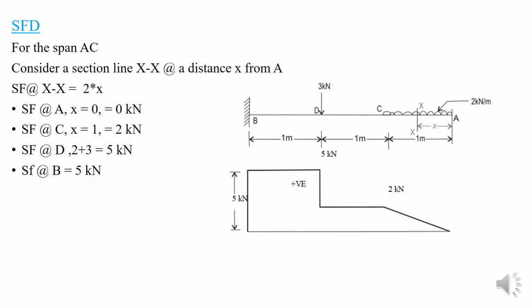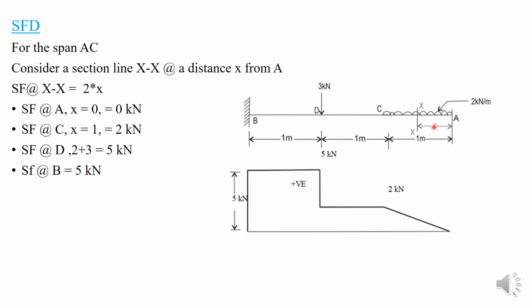Consider the section line for the first span AC. Consider the section line XX which is at a distance h from the free end, and take the shear force about this section. Shear force at X is equal to 2 into h, that is the equivalent point load. Since it is acting downwards, it will be positive.